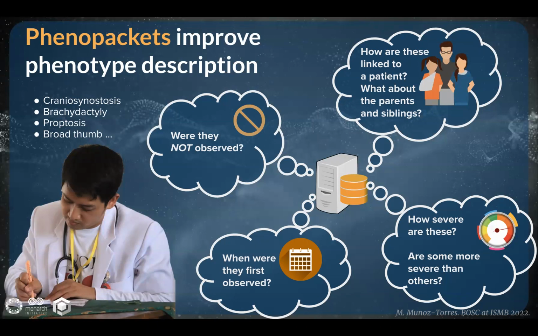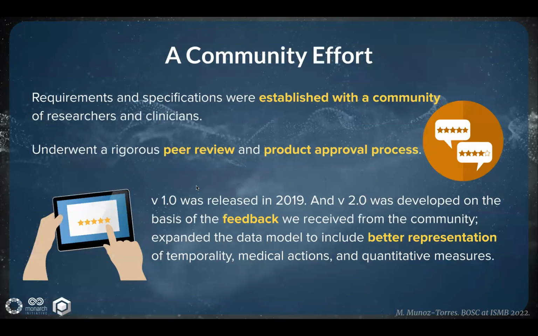Phenopackets allow us to exchange information about the patient, including identifiers, age of collection, as well as details about each of the observed phenotypes, including whether or not a phenotype was observed, when they were first observed, how they were observed, how severe the phenotype is, and how each phenotype is linked to a patient, to their genomic information, to the samples that were collected, and when available, to the patient's parents and siblings. In the latest version of the standard, we are including improvements for the representation of cancer and COVID-19 phenotypes.